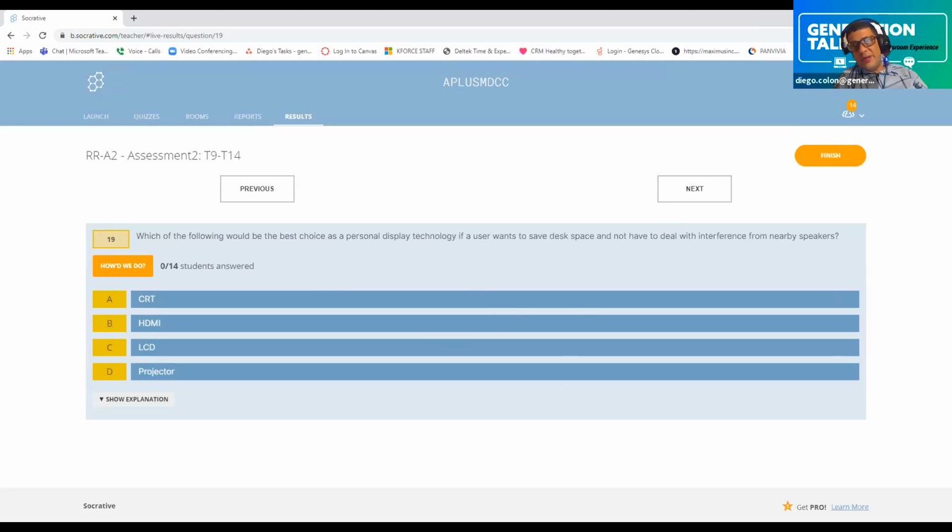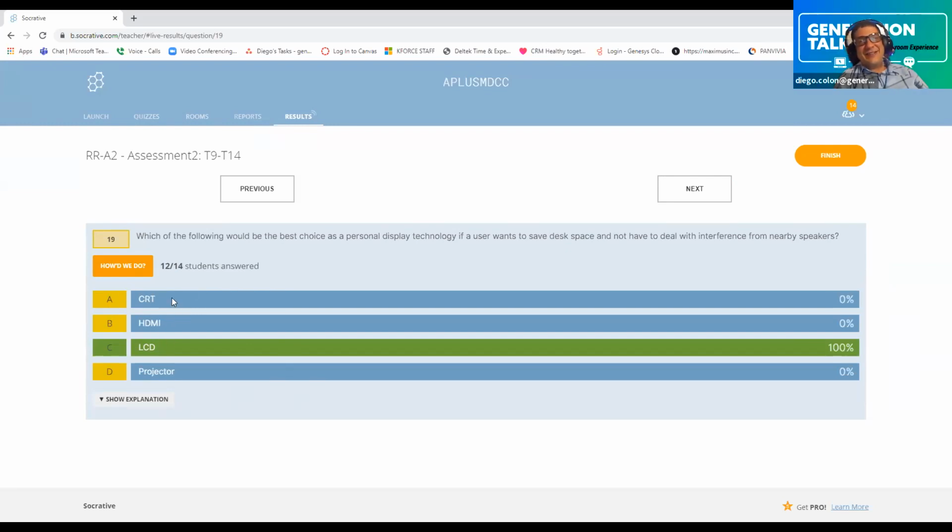Next one here. Which of the following would be the best choice as a personal display technology if a user wants to save desk space and not have to deal with interference from nearby speakers? B, LCD. LCD monitors, we said yes. As for why not HDMI? Why can't I get myself an HDMI monitor? It's not a type of monitor. It's not a monitor. Okay, thank you.